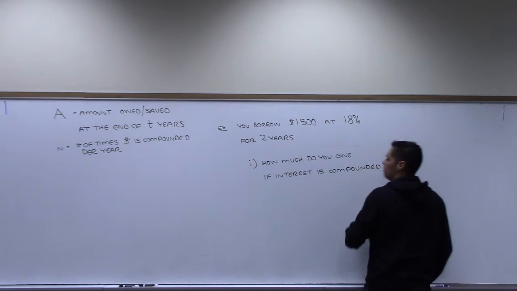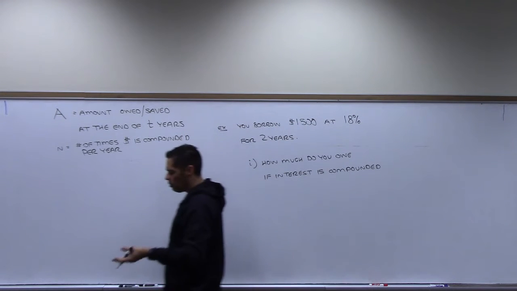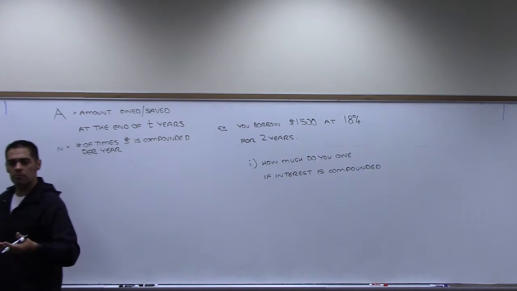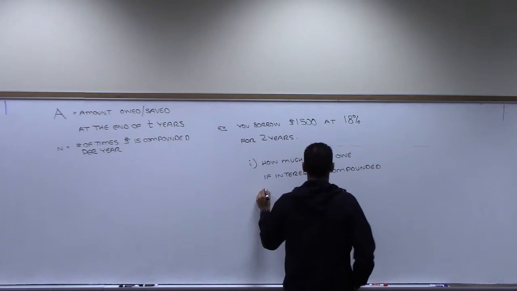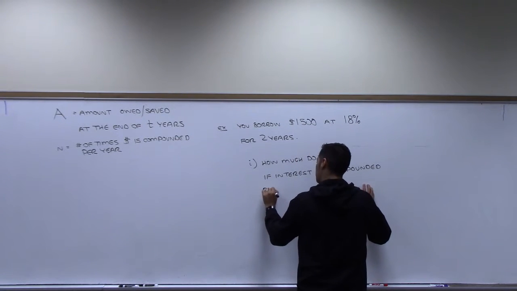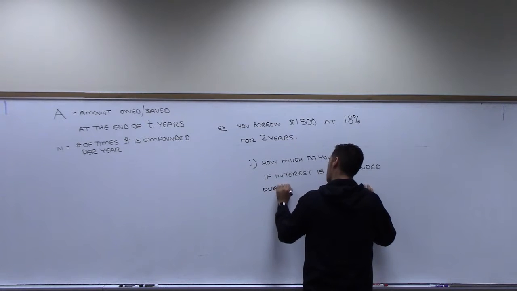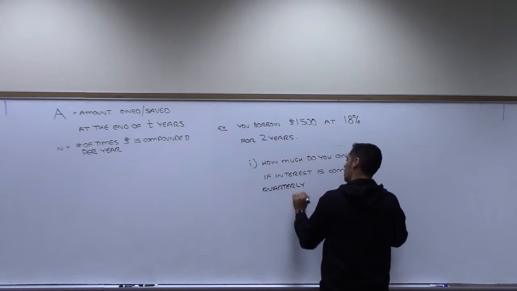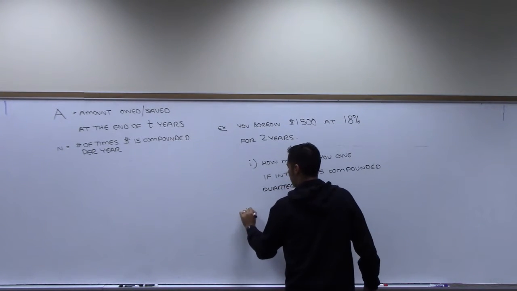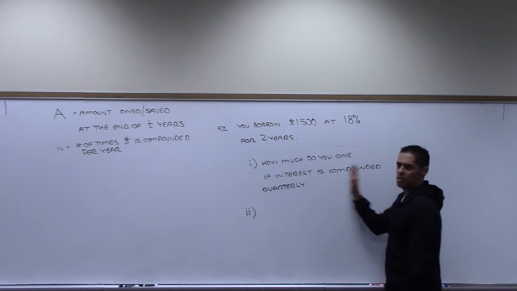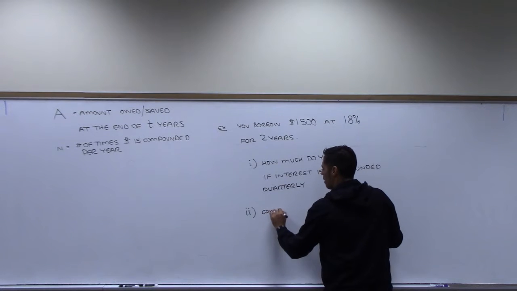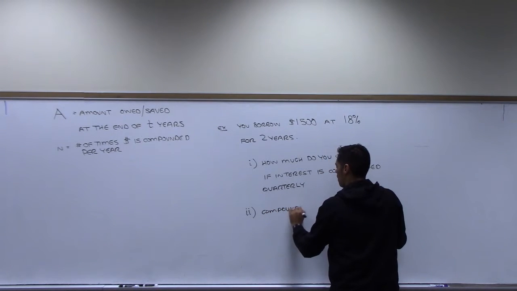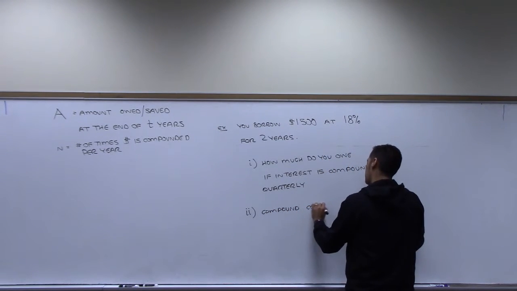What do y'all want to do? Annually, semi-annually, quarterly, monthly, daily? Quarterly. You want to do quarterly? Everyone sound good? If interest is compounded quarterly. That's the first thing. Second thing, same question. How much would you owe if interest is compounded continuously?